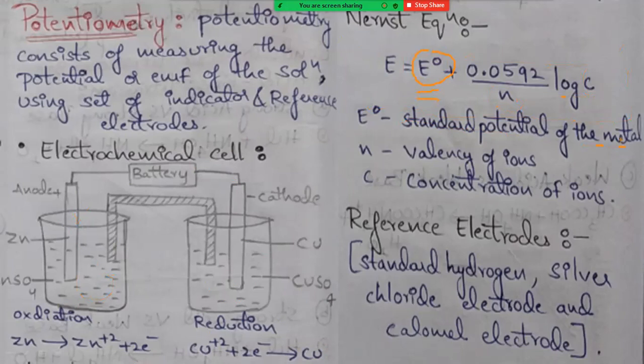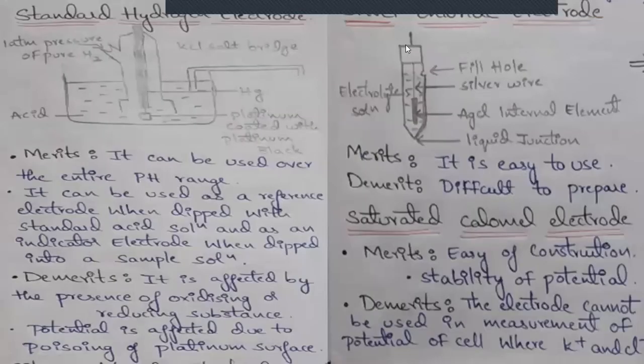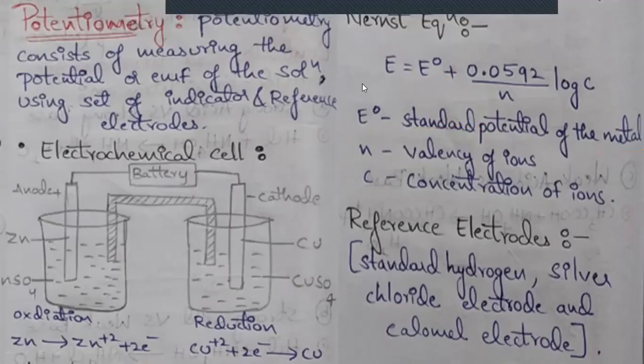Why? Because metal wires are present in the electrodes, which also have standard potential values, and those potential values are included with the potential values of the sample solution. So we can see the potential values on the digital screen of the potentiometer, which consists of both E naught plus the potential of the solution, right? This is called the Nernst equation. Nernst explained how these potential values are measured in the sample solution by this equation.